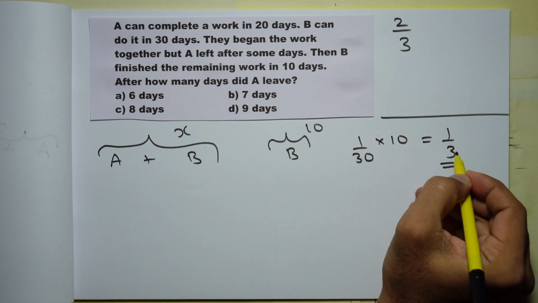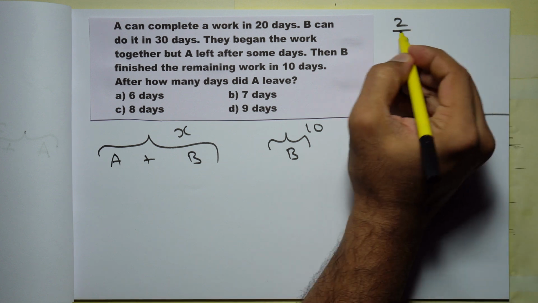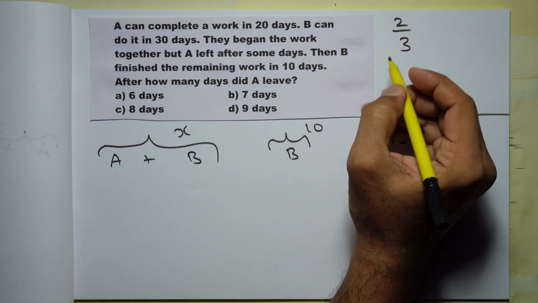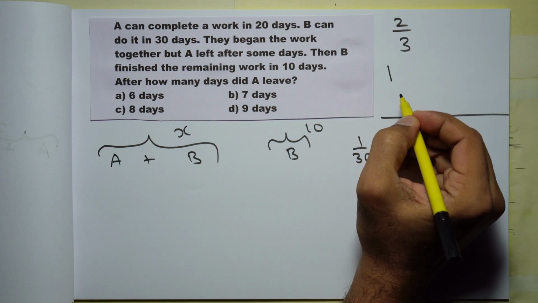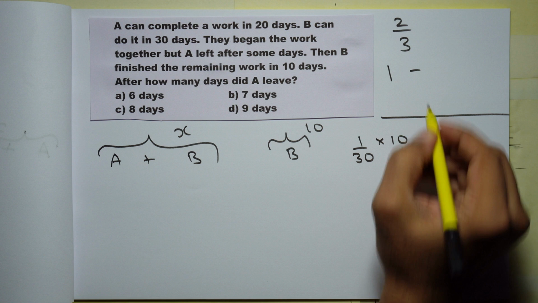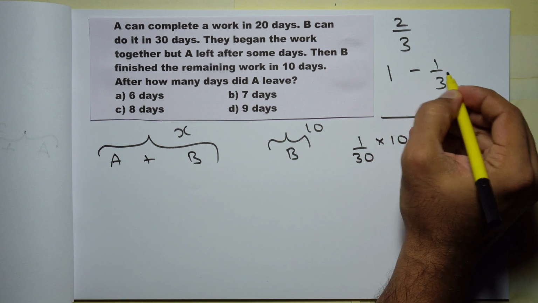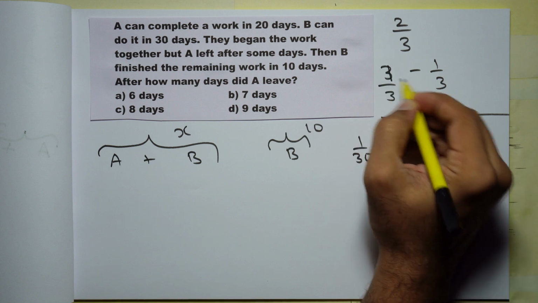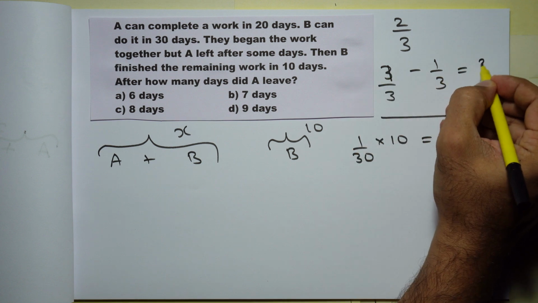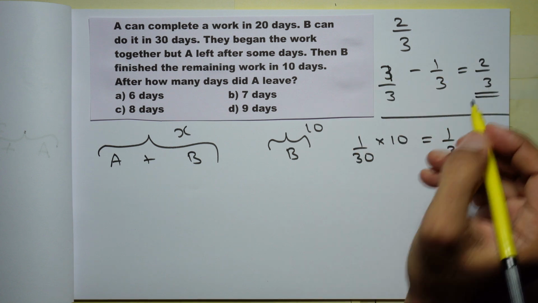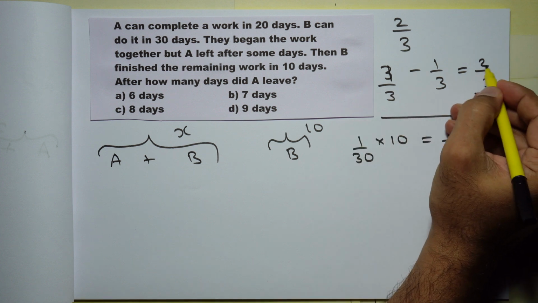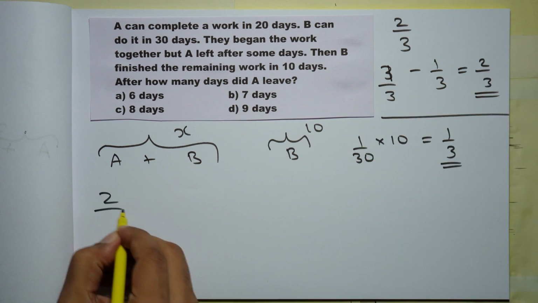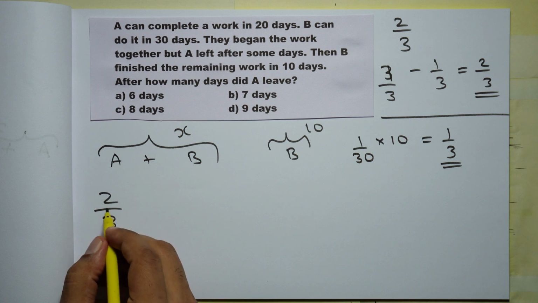That is, 1 by 3rd is done. So the remaining part of the work to be done is 2 by 3rd. That can be calculated as whole work, which is 1, minus the work that has been done, 1 by 3rd. 1 can be represented as 3 by 3. So 3 minus 1 gives you 2, that is 2 by 3. So 1 by 3rd has been done and the remaining work is 2 by 3rd.